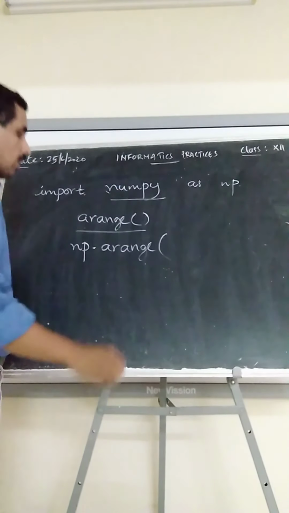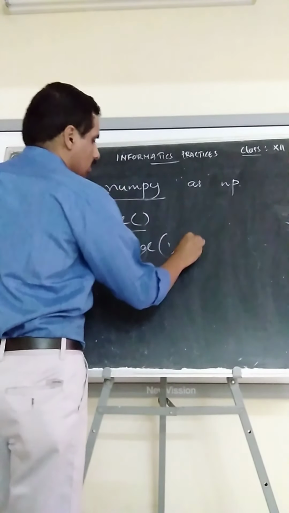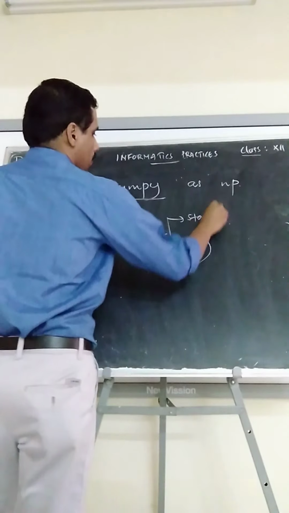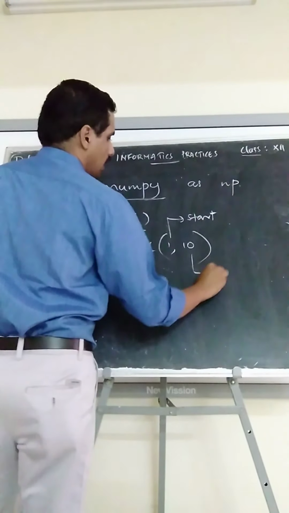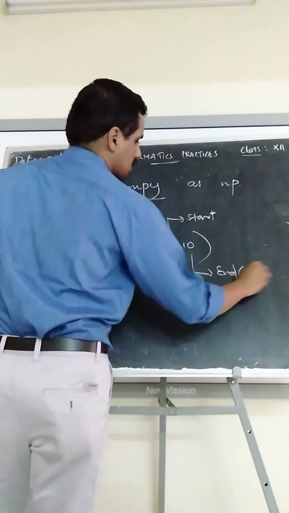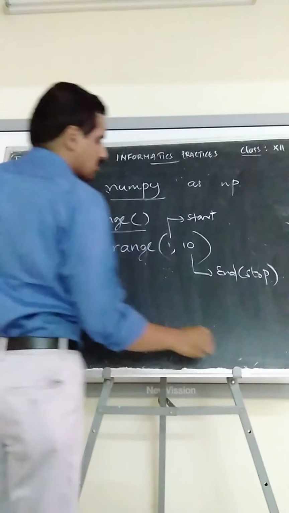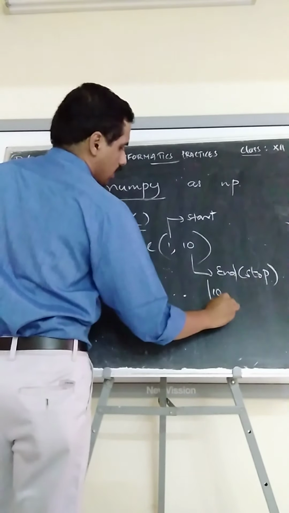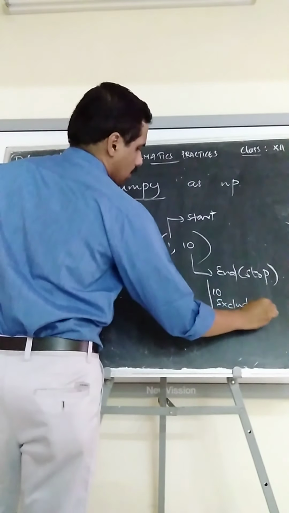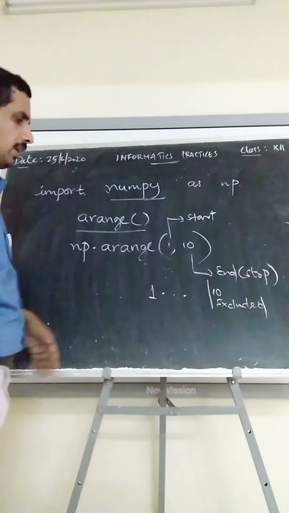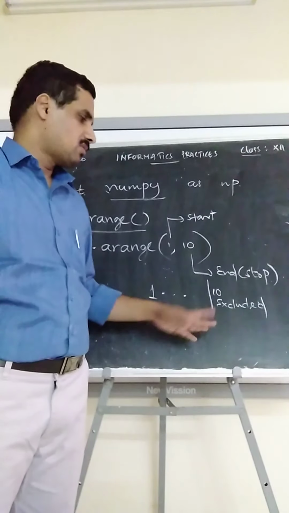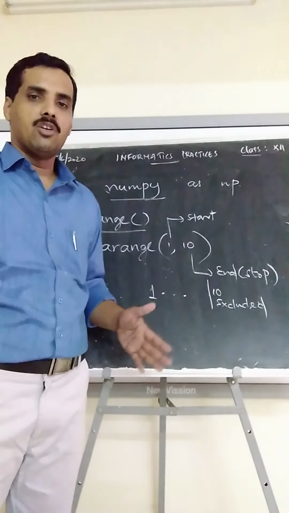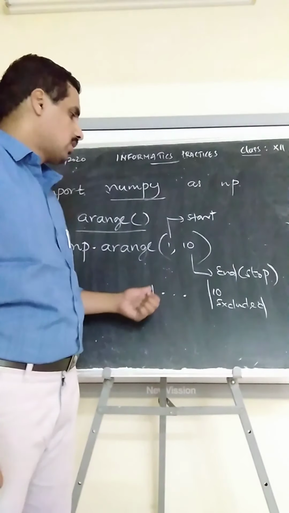So if I write np.arange(1, 10), this is the start position and this is the end position or stop position. That means it will start printing from 1 till 10, but 10 will be excluded. This is the property of every range function: the last value won't be shown actually. 1 to 10 minus 1, so 1 to 9 will be displayed. So that is about arange.